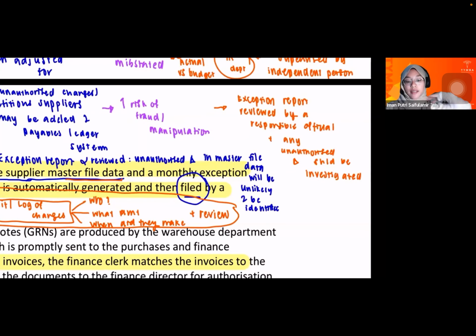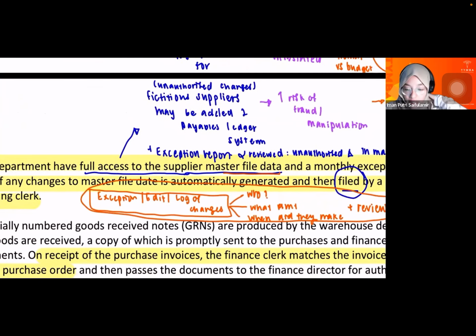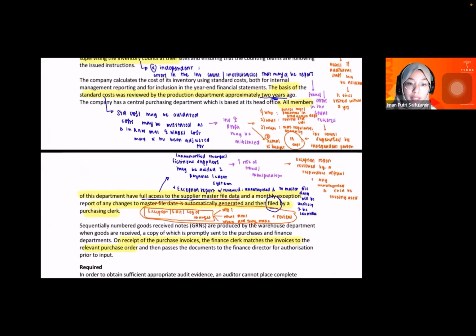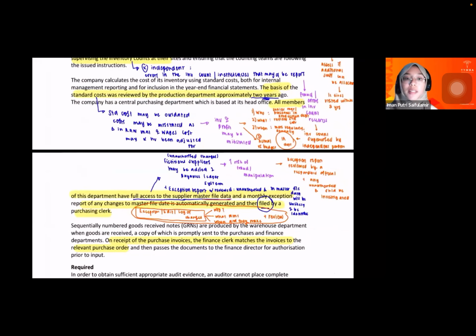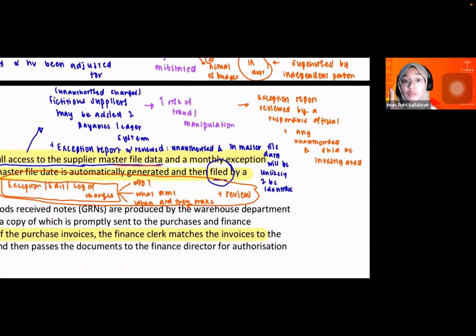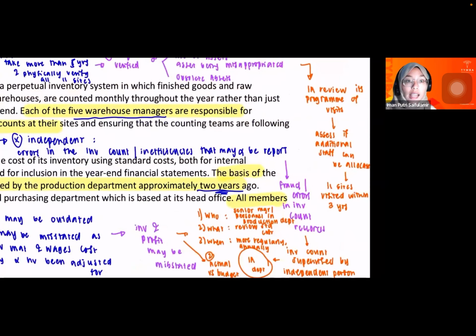Or another thing that we can say is, the issue right now is that all members of the department have full access. So another recommendation is we ask them to not do that. We tell them the amendments to the master file data should be restricted to those who are authorized to make changes to the data. Okay, simple, clear and straight to the point. Correct, right?